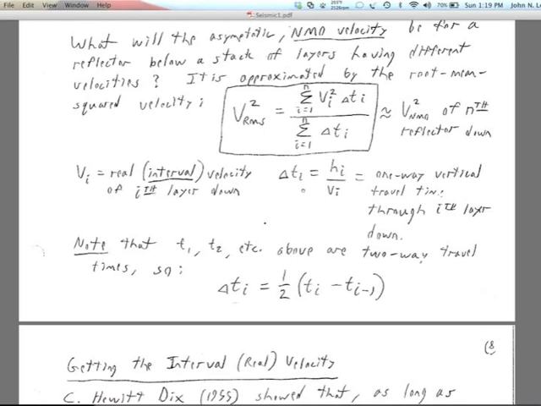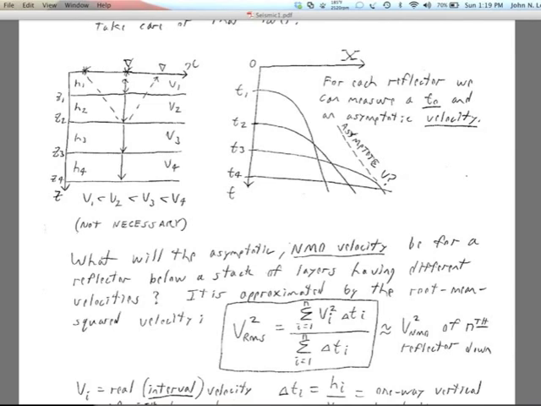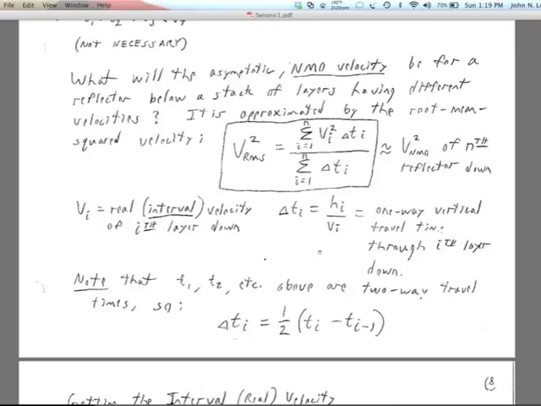Now, what's this delta T sub I? That's the one-way vertical travel time in that layer. So if it's delta T one, then it's the one-way vertical travel time just through layer one. If it's delta T sub four, it's the one-way vertical travel time just through layer four. Each interval has a constant interval velocity, which is another one of our assumptions. So delta T sub I is the thickness of layer I, that's H sub I, divided by the velocity of that layer. So H sub I divided by V sub I, that's delta T sub I, that's all it is.